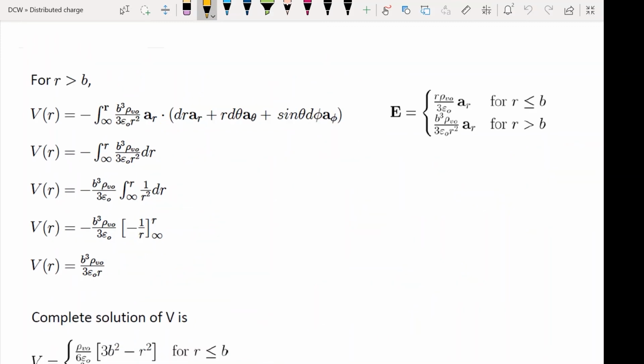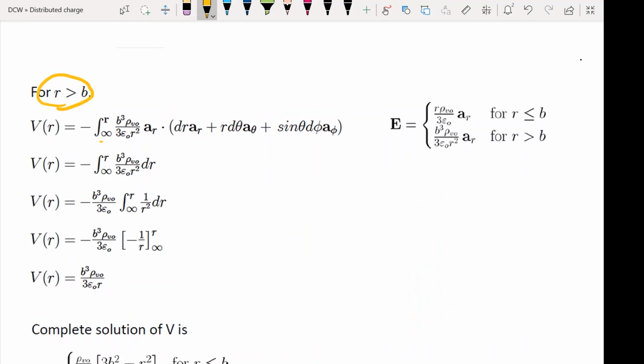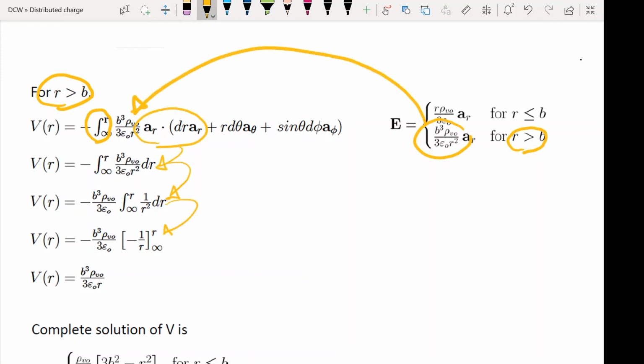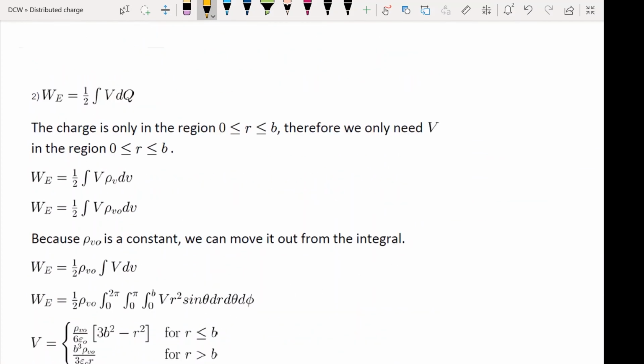Now we are going to compute V where R is greater than B. This is easier because we move the charge passing through only one region. Replace the right equation for E. Then follow the integration to obtain the result. Here is the complete solution for potential V for all regions. Now we can compute the energy from the second equation.